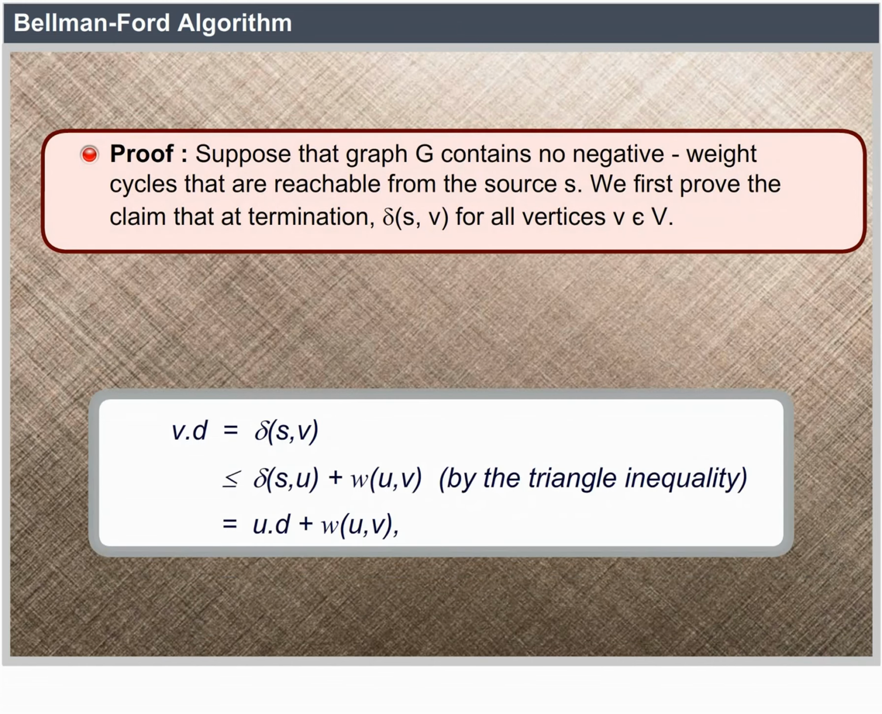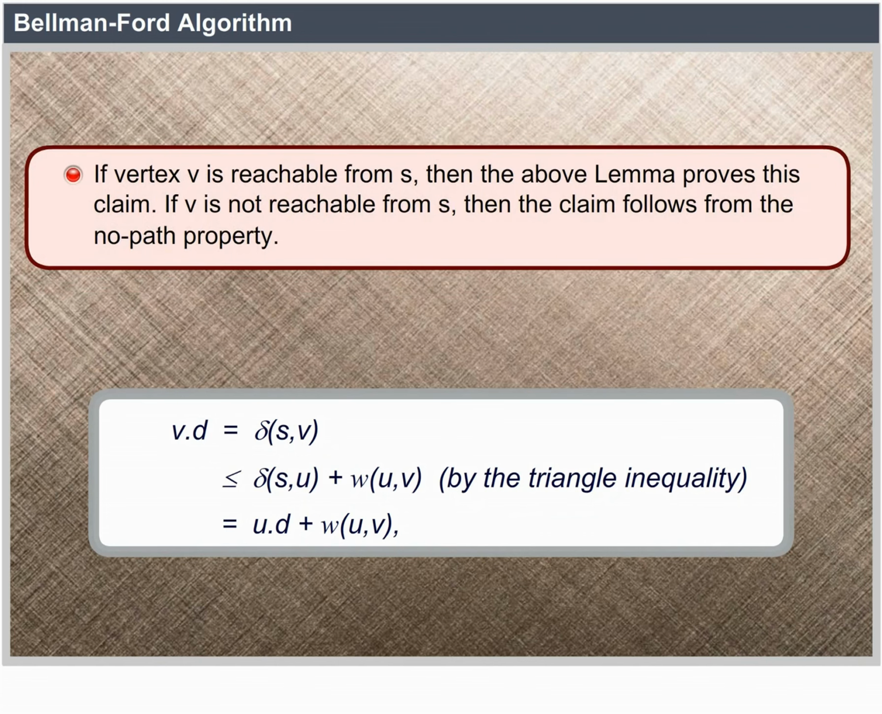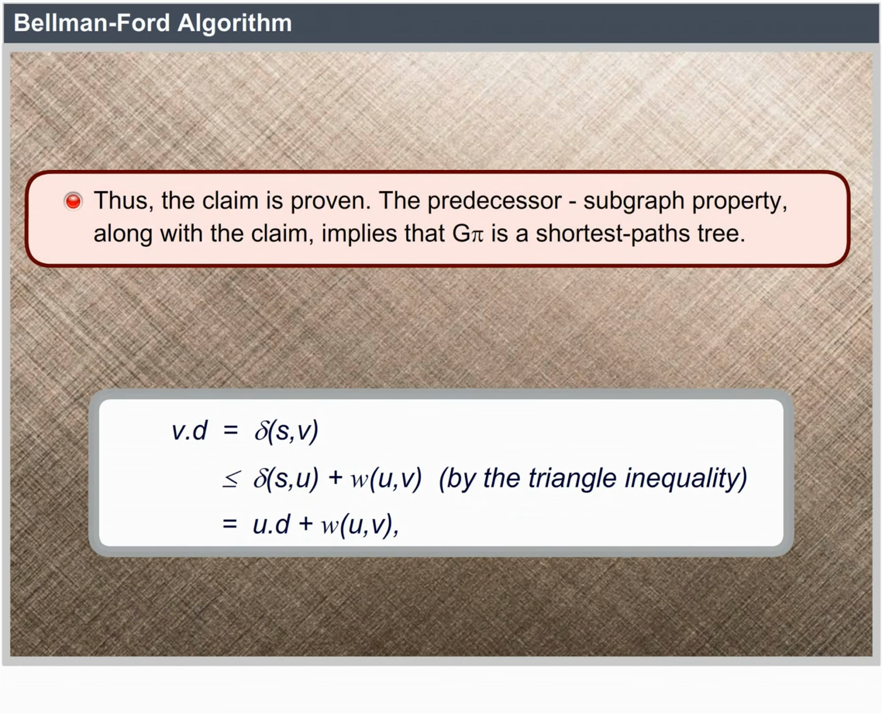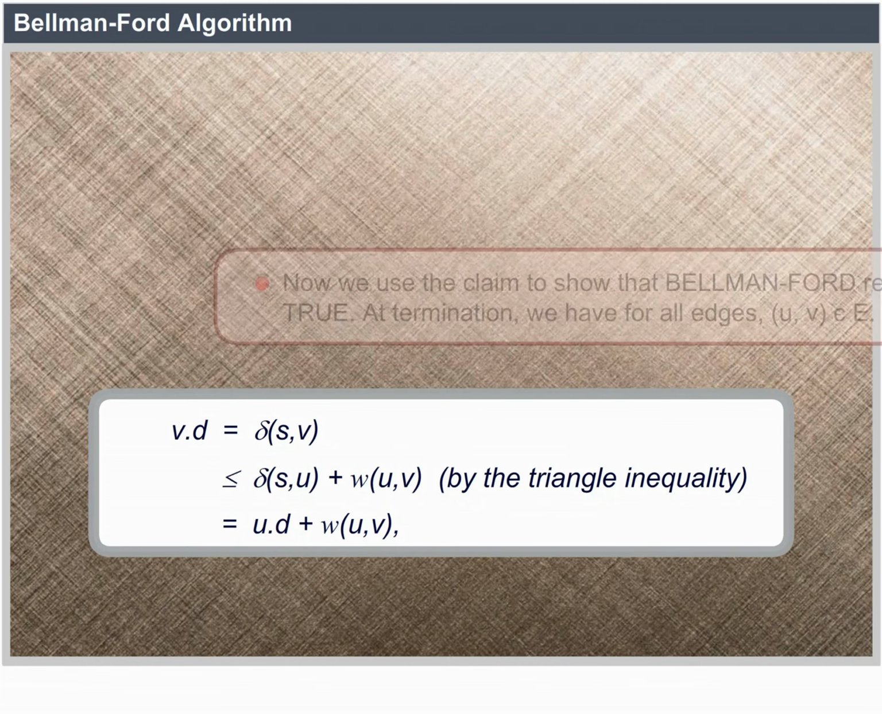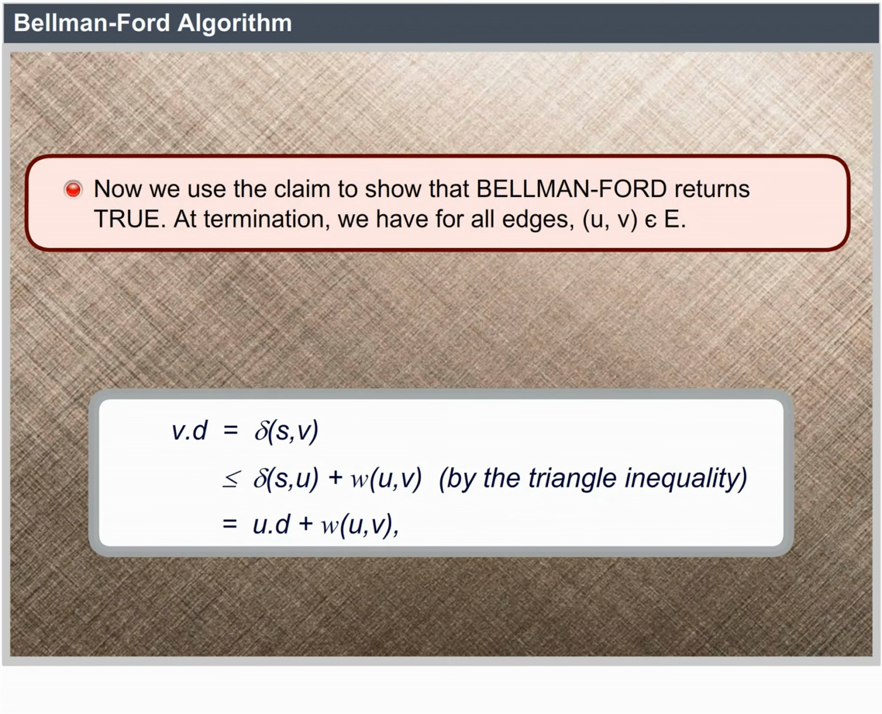Proof. Suppose that graph G contains no negative weight cycles that are reachable from the source s. We first prove the claim that at termination, v.d = δ(s, v) for all vertices v belonging to V. If vertex v is reachable from s, then the above lemma proves this claim. If v is not reachable from s, then the claim follows from the no path property. Thus, the claim is proven. The predecessor subgraph property, along with the claim, implies that Gπ is the shortest path tree. Now we use the claim to show that Bellman-Ford returns true.